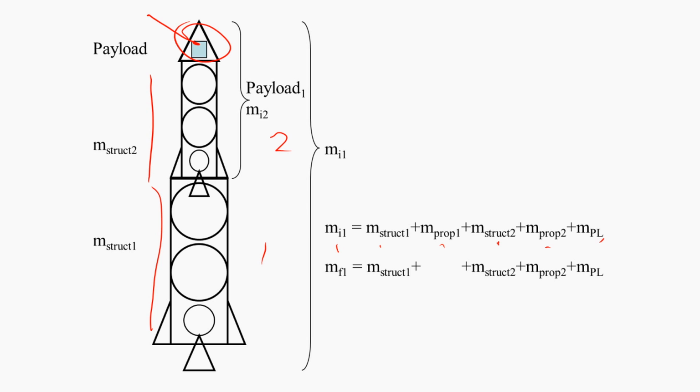What happens after the first stage burns out? Well, we have everything we started with except no more propellant in the first stage. We still have the propellant in the second stage because we had to carry that along with us.